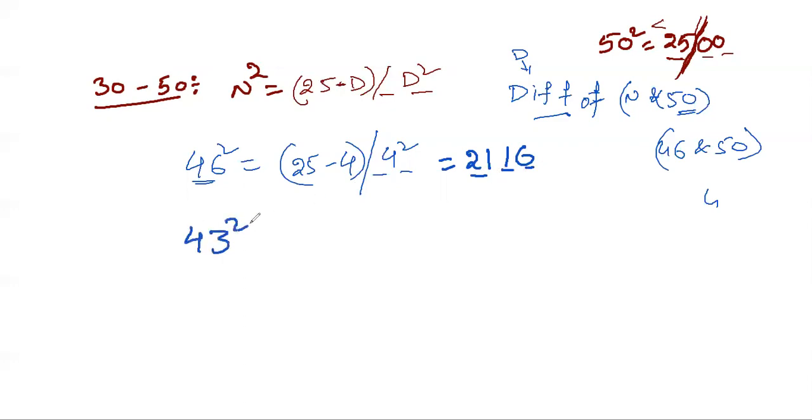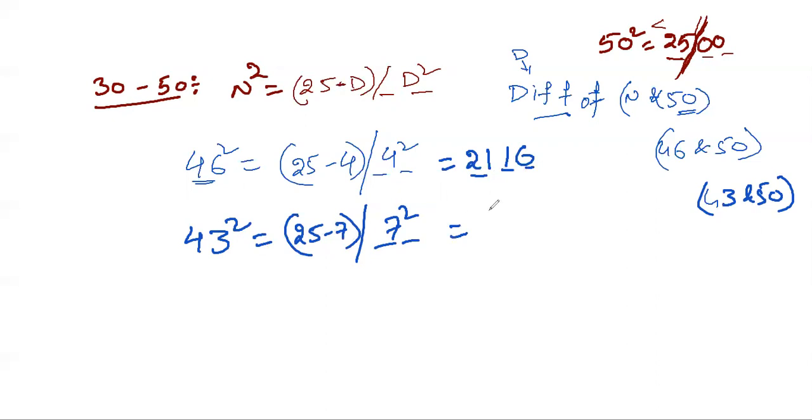For example, 43 square I want to find out. 43 and 50, difference is what? 7. 7 square we will write. And after that 25 minus 7. We'll get the answer. That's it. 25 minus 7 is how much value? Very simple. 18. 7 square is what? 49.